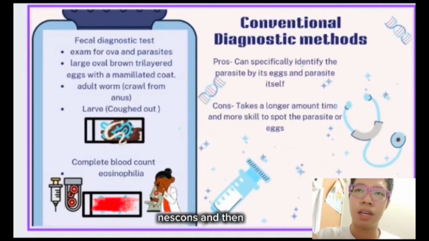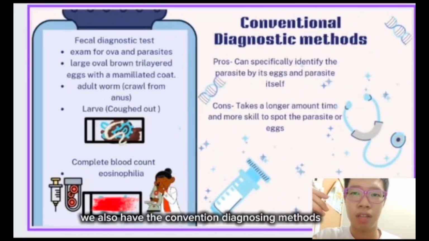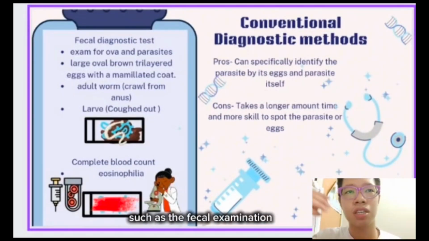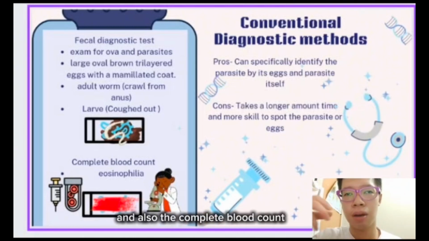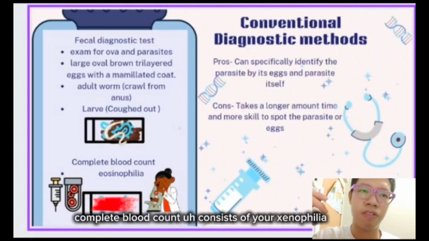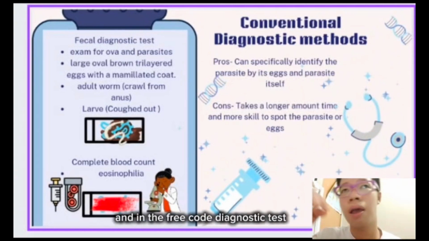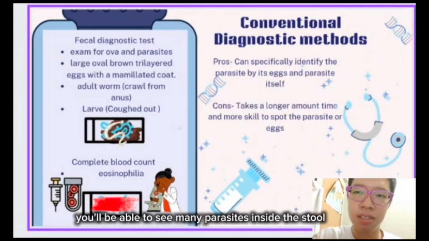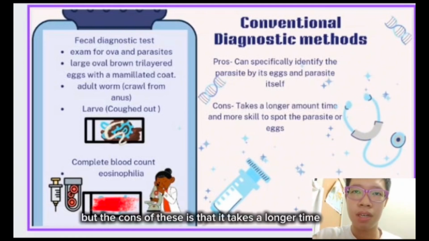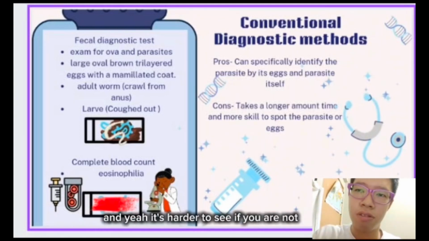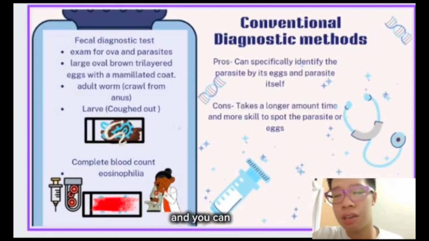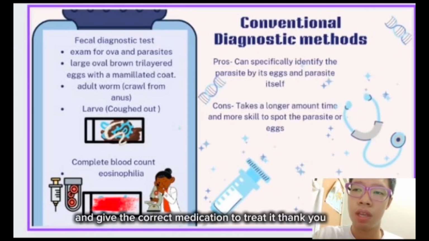That's the cons. And then we also have the conventional diagnostic methods, which are much more specific, such as the fecal examination and also the complete blood count. The complete blood count shows eosinophilia, because eosinophils are produced by the body to counter the parasites, and in the fecal diagnostic test you'll be able to see many parasites inside the stool. But the cons of this is that it takes a longer time and it's harder to see. If you don't have a keen eye, it's hard to see. The pros are that you can specifically know what kind of helminth it is and give the correct medication to treat it. Thank you.